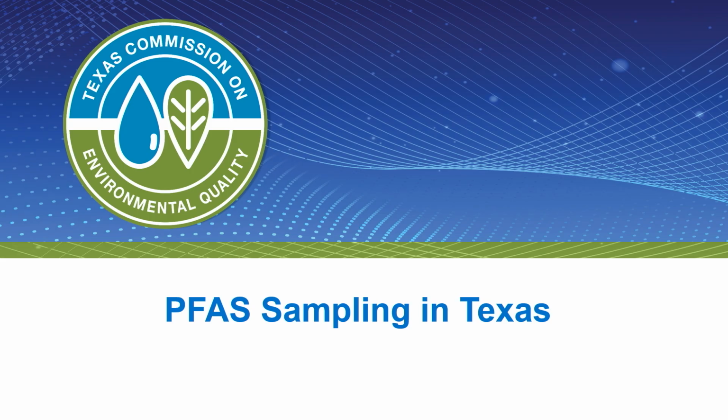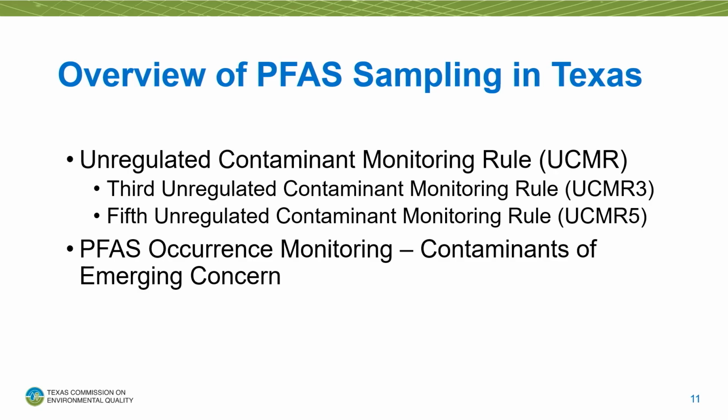So let's go into a little bit about PFAS sampling in Texas that we've done. With UCMR, the Unregulated Contaminant Monitoring Rule, that's sampling done by the EPA, their program. Like I said before, PFAS was included in UCMR 3 as well as UCMR 5. And then TCEQ has done some sampling through our contaminants of emerging concern contract.